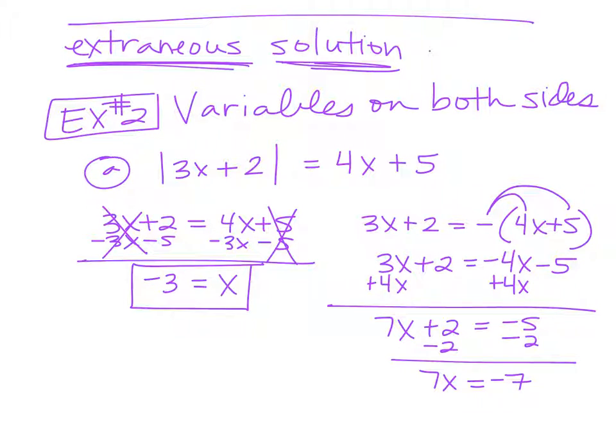You still with me? Am I going too fast? We're okay? Okay, so divide by 7, and then our x will be negative 1.